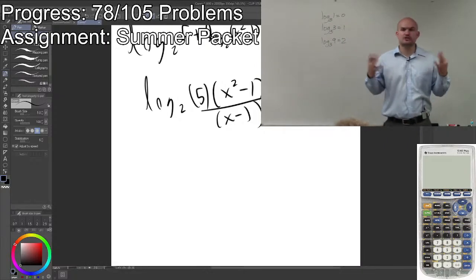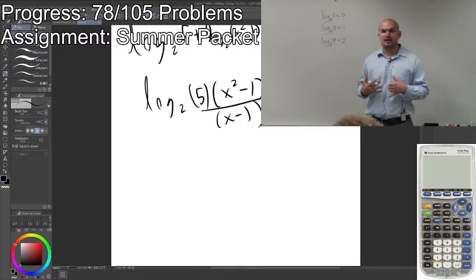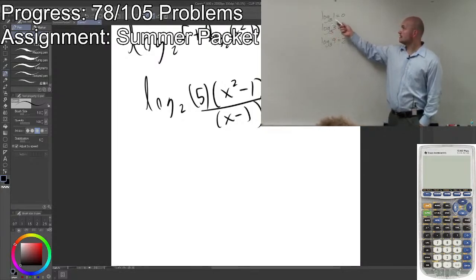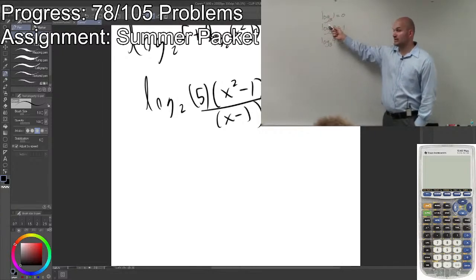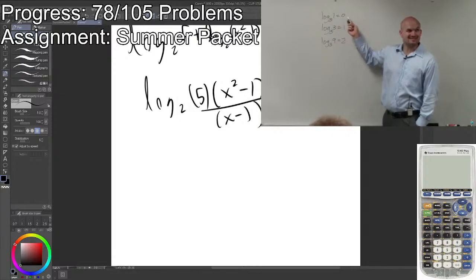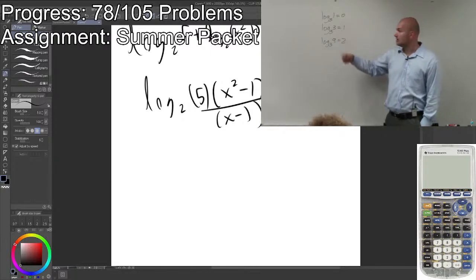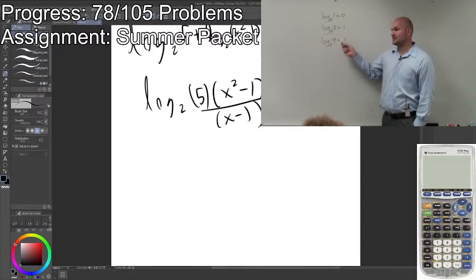Under our understanding of logarithms, everybody should be able to look up here and agree with me that this logarithm says 3 raised to what number is 1? Well, the answer is 0, correct? 3 raised to what number is 3? The answer is 1. This logarithm, 3 raised to what number is 9? We know the answer is 2.